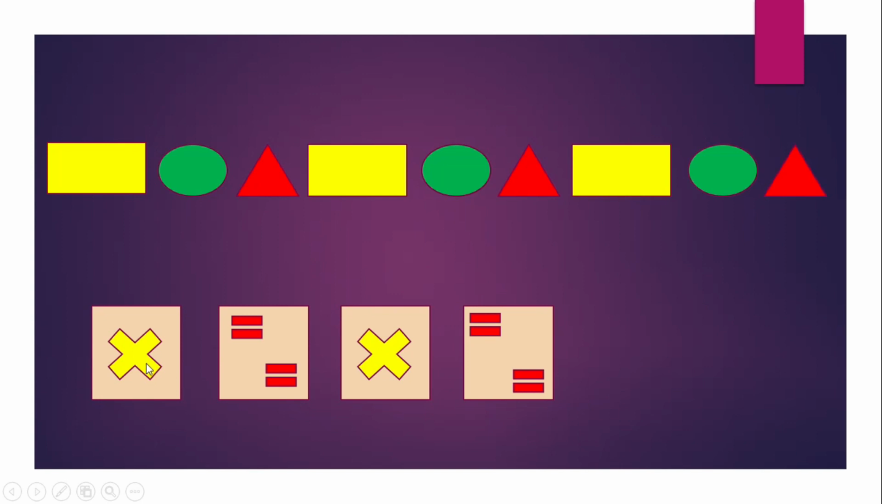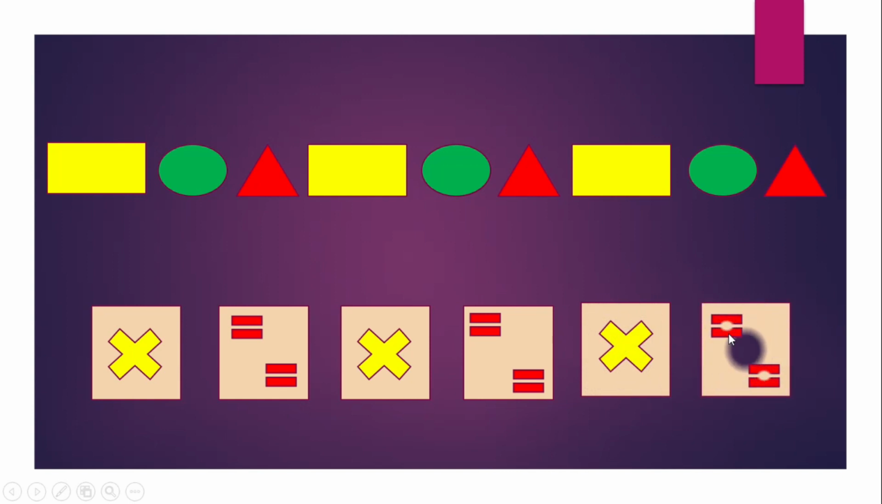Now again one more pattern here. Look carefully. What do you observe? A multiply sign, and then here we have two equal to signs, again a multiply sign and then two equal to signs. So what will you find next? A multiply sign and then two equal to signs, right, children?